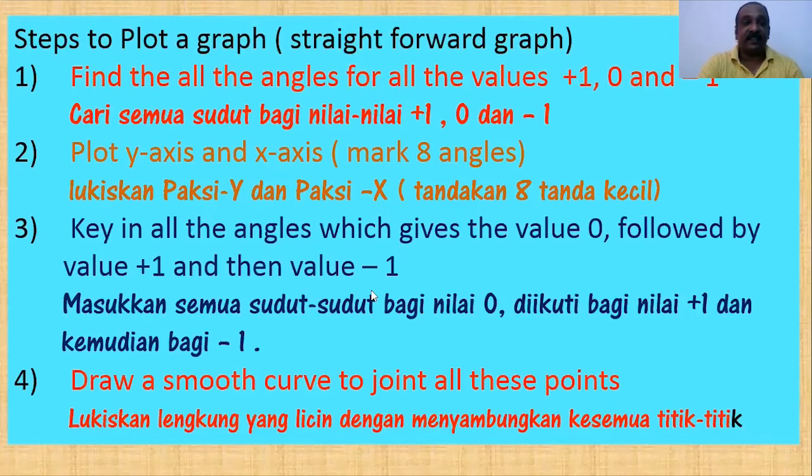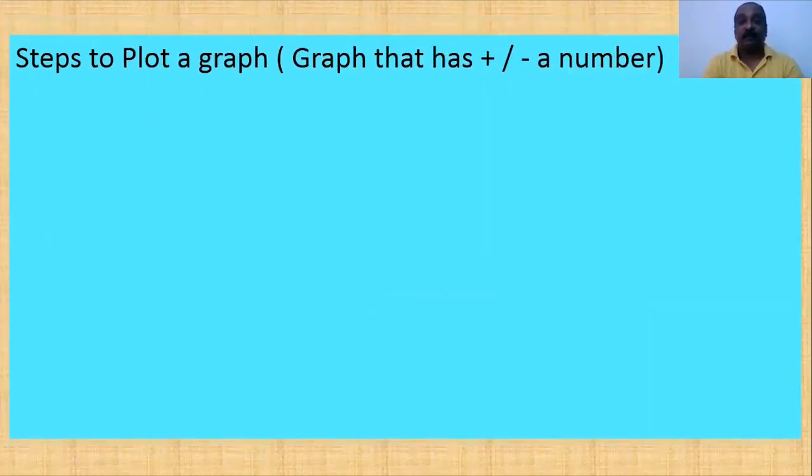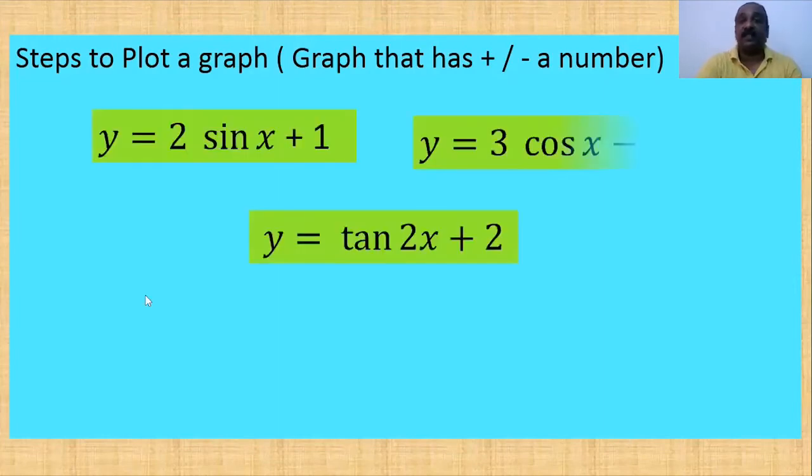Next, for graphs that are not straightforward, that means we have a plus or minus a number at the back. For example, in these 3 cases. The first example has plus 1, the second example has minus 1, and minus 1 means we lower the graph. Like the first one, 2 sin x plus 1. That means you have to plot the graph y equals 2 sin x. Once you have plotted y equals 2 sin x, the graph is raised 1 point upward. The whole graph will be shifted upward by 1 point.